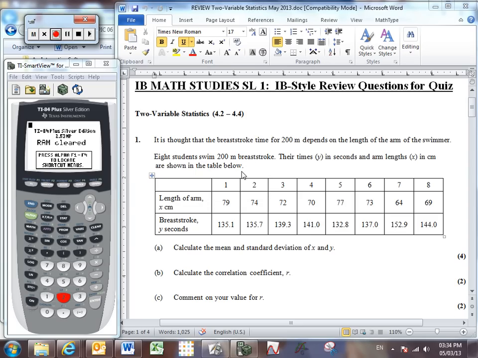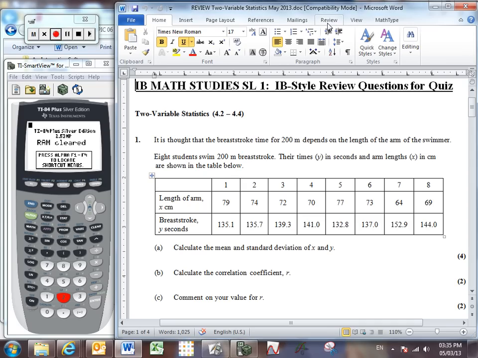Alright, let's look at some review questions for your quiz on two-variable statistics. So, we can see that we've got some data that's correlating the length of arm to the time it takes to swim the breaststroke. Here we've got 8 students' data, and we need to calculate the mean and the standard deviation for both x and y. Now I'm just looking ahead for a moment, and I see that I've also got to calculate the correlation coefficient.